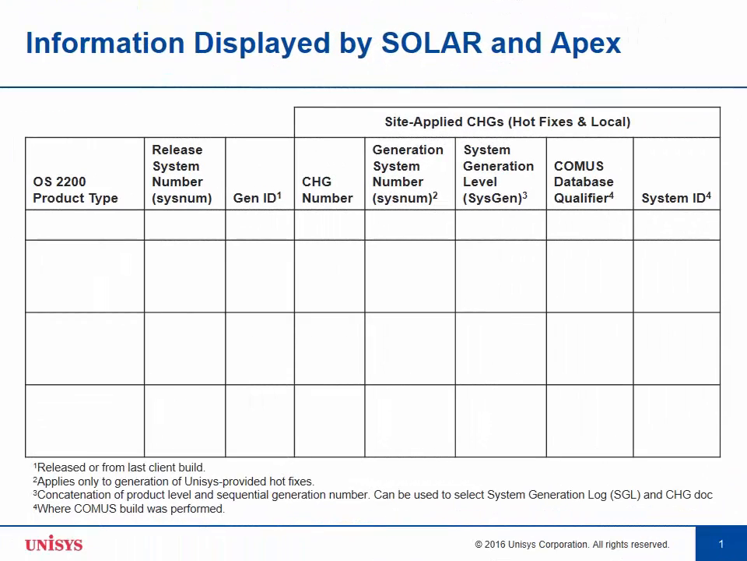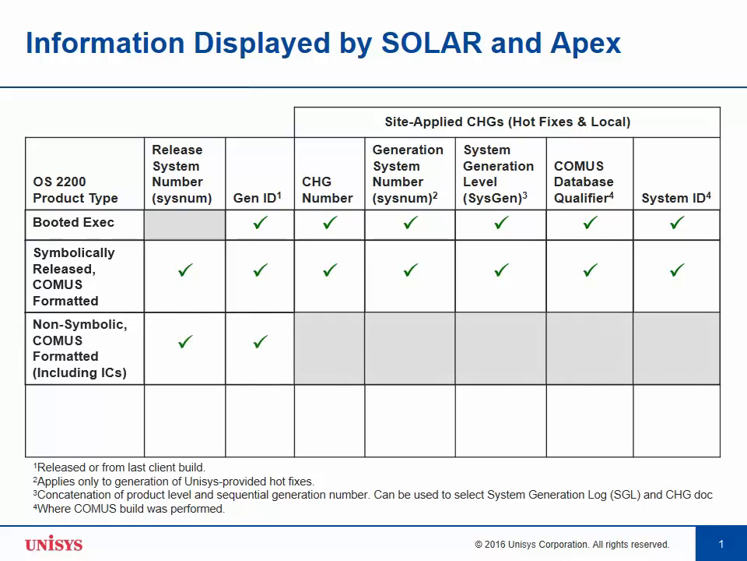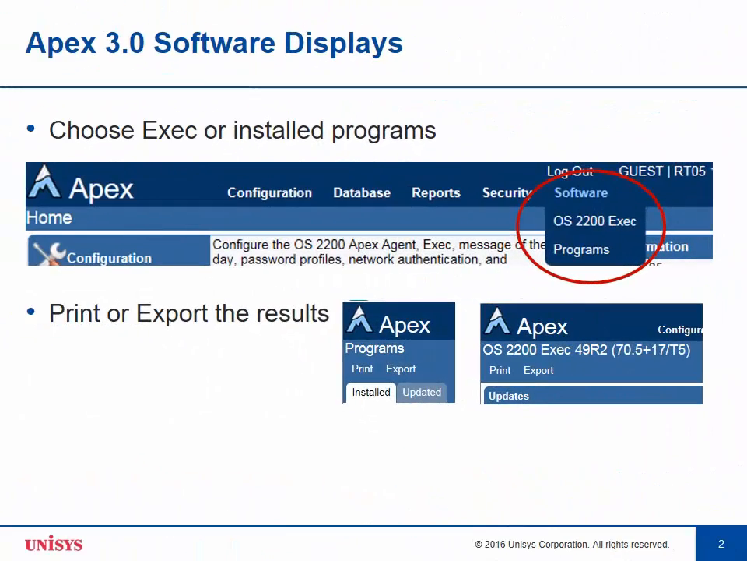Now let's review. This chart lists the information provided, and the previous presentation on change and IC tracking explains the details. I mention it here to reinforce the point that you can get this information either from Solar on the host or from Apex, as we've seen. Apex software displays for programs and the OS 2200 exec can be printed or exported.